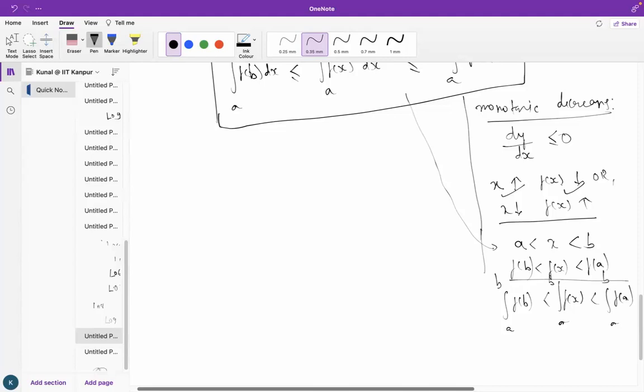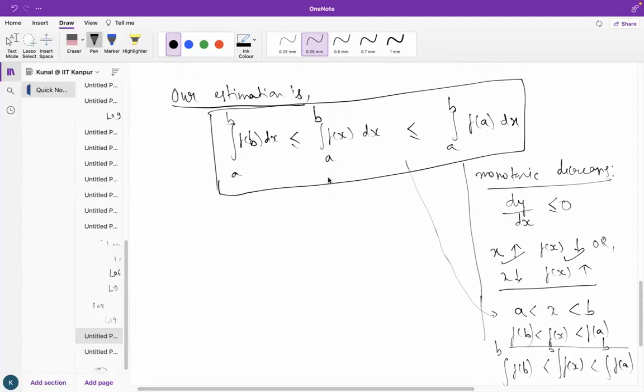Now let's integrate this function. First I tell you about the monotonic decreasing function: dy by dx is less than or equal to 0. And here I missed the equality sign. This equality sign comes due to the word monotonic, right? I hope you all understand what I'm trying to say.